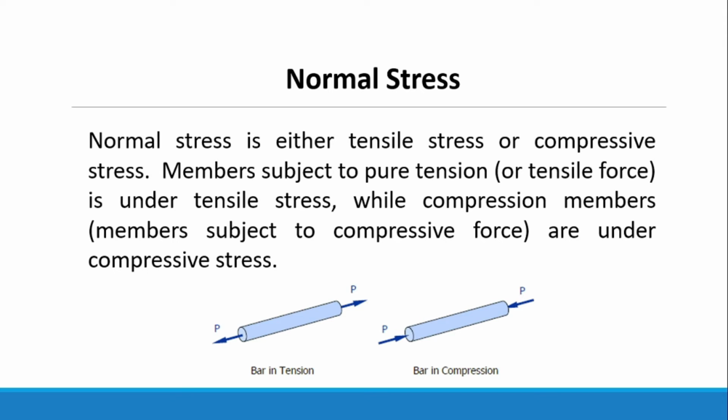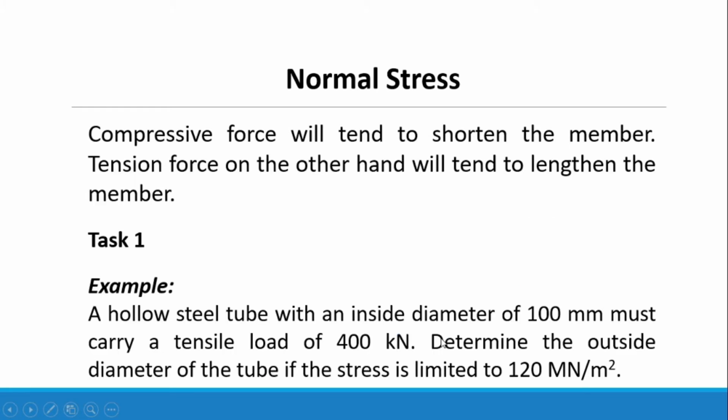Members subject to pure tension or tensile force are under tensile stress, while compression members subject to compressive force are under compressive stress. So in this diagram, the bar in tension is elongated, while the bar in compression is compressed, which means the length of the bar is shortened. Compressive force will tend to shorten the member, while tension force, on the other hand, will tend to lengthen the member.